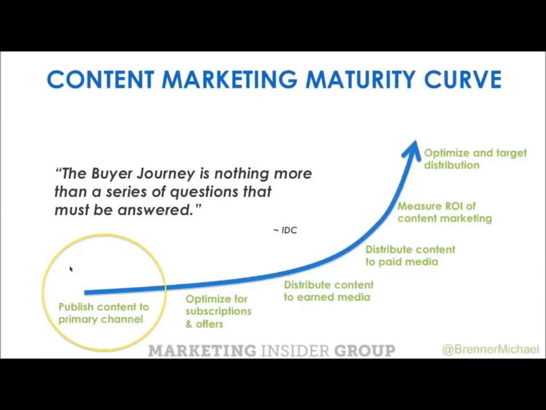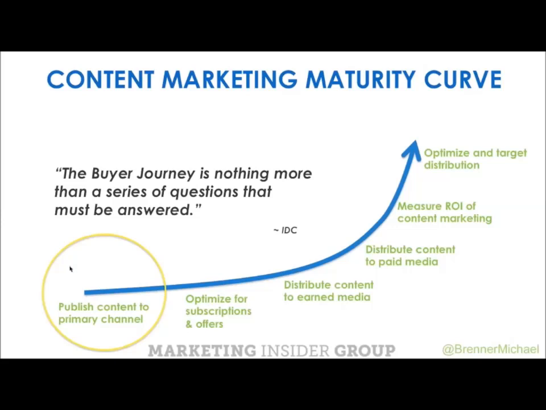So this is the content marketing maturity curve, and I present this to help you understand where you might sit along it. This quote from IDC says the buyer journey is nothing more than a series of questions that must be answered. The first thing that brands do is publish content to a primary channel. This is the biggest gap and one of the first steps that brands need to take when they start getting into content marketing. Then we move into optimizing for conversions, subscriptions, and offers, distributing content via social channels, paying to distribute that content in different media outlets, measuring the ROI of your content marketing, and optimizing and targeting your distribution.